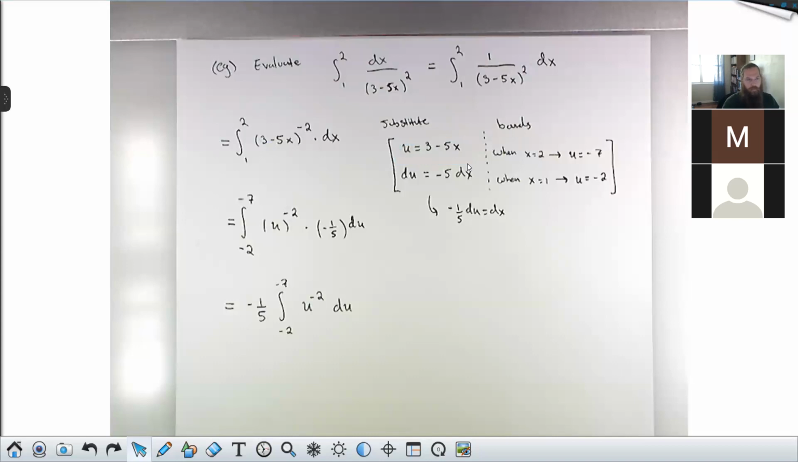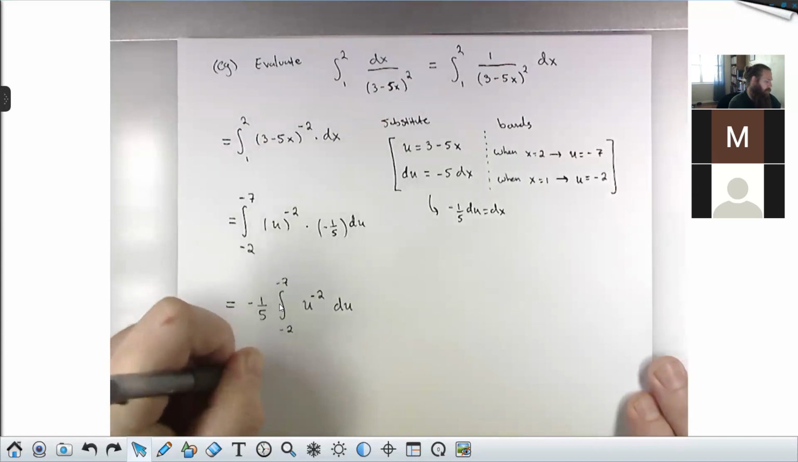One little comment. Before I take the antiderivative and plug in bounds, remember we said this is orientation reversing because -7 is not bigger than -2. It's to the left of -2 on the number line. -2 is bigger than -7. If I want to, I can take this negative right here, suck it into the integral by flipping the bounds over.